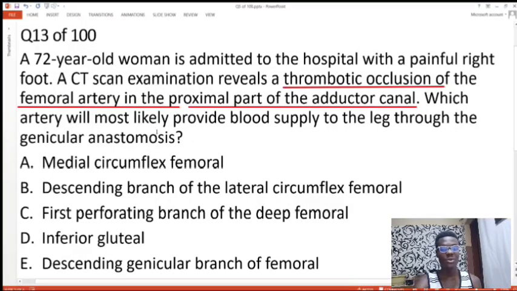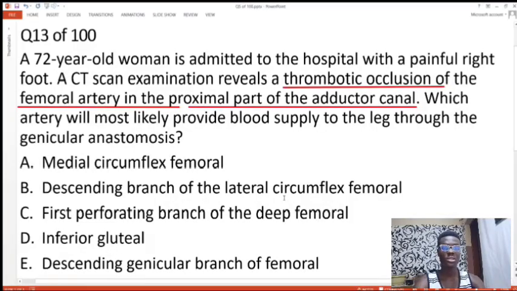So it is the artery that provides blood supply to the leg through the genicular anastomosis, because the lateral circumflex femoral artery gives a descending branch that takes part in the formation of the genicular anastomosis. The descending branch of the lateral circumflex femoral artery anastomoses with the superior lateral genicular artery, right? So that is one of the arteries that form the genicular anastomosis around the knee region. The ascending branch of the lateral circumflex forms the trochanteric, like I mentioned.